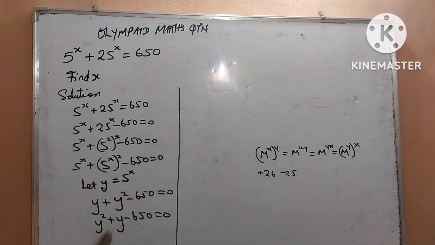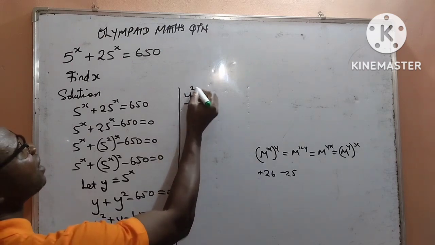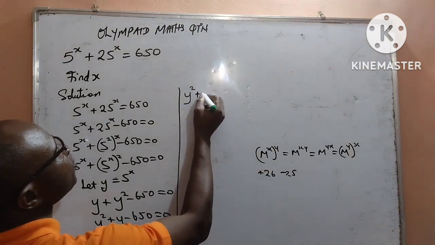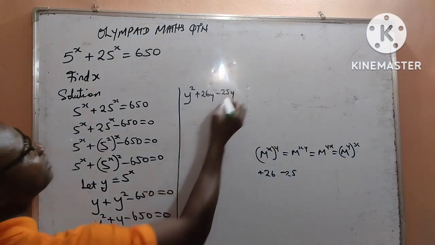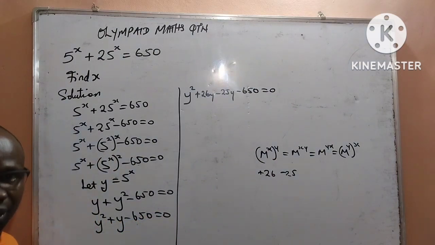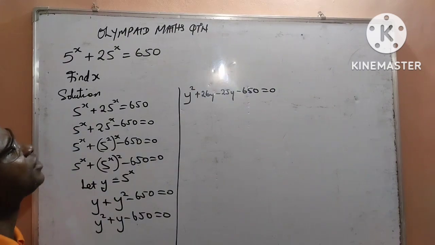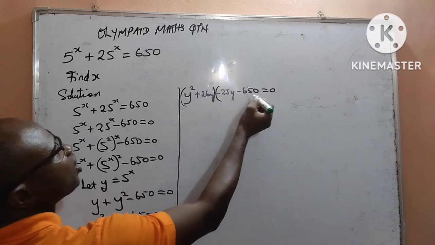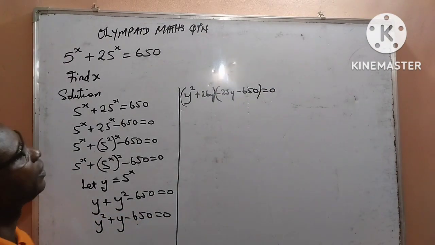So I will now use it to replace the middle, and that will now look like this: y to the power of 2, then my y will now be written as plus 26y minus 25y, then minus 650, everything now equals 0. Now, as it looks now, what I will do is to factorize, because what I am doing now is called the factorization method in quadratic equations.